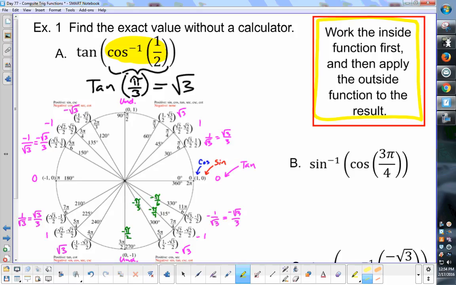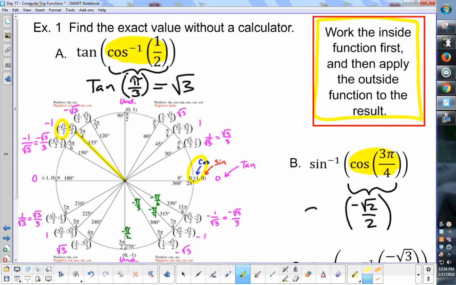Next question. I work my way inside first. Cosine of 3π/4. I find 3π/4 on my unit circle, which is right here. Cosine is, again, the first number, and the first number is negative square root of 2 over 2. So all of this turns into negative square root of 2 over 2.